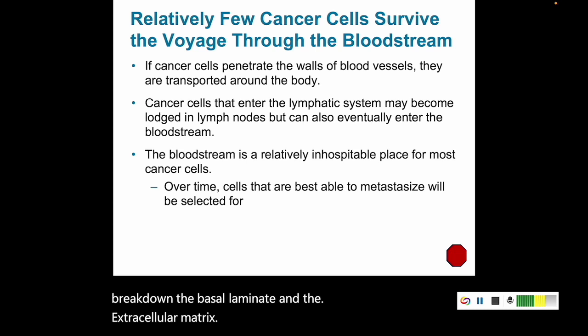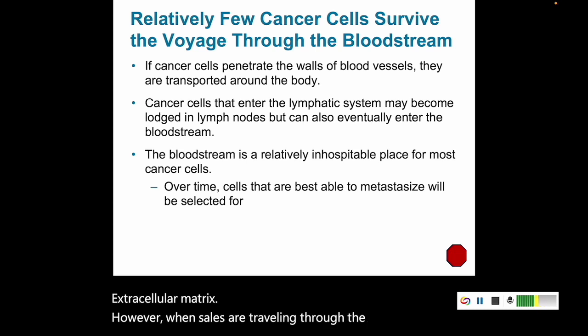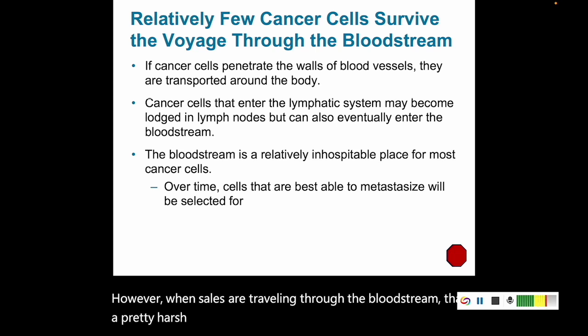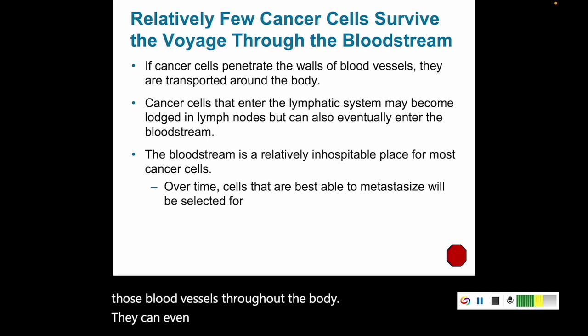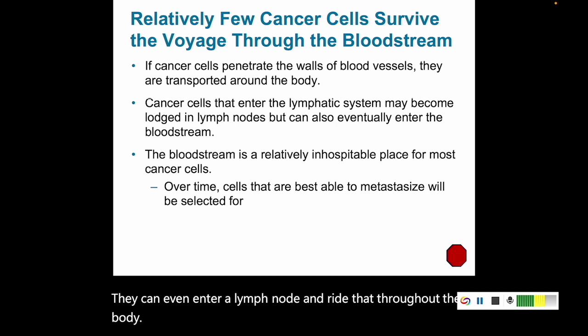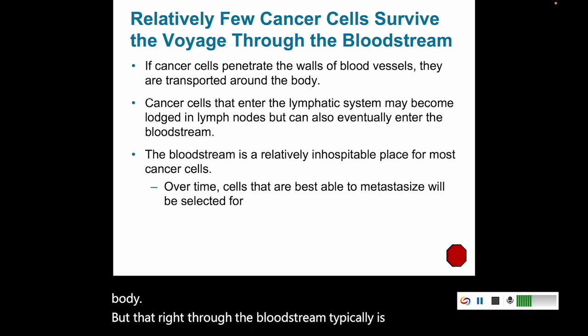However, when cells are traveling through the bloodstream, that's a pretty harsh environment. If they're able to survive, they can ride those blood vessels throughout the body. They can even enter a lymph node and ride that throughout the body. But that ride through the bloodstream typically is pretty inhospitable.